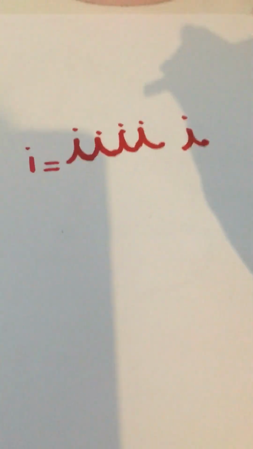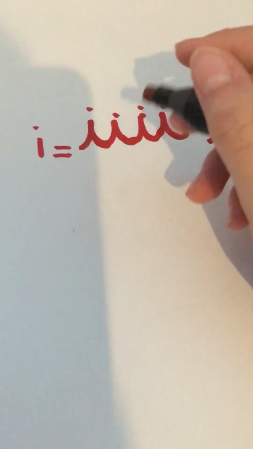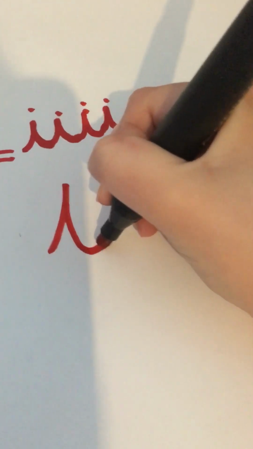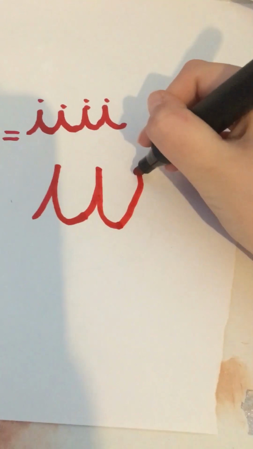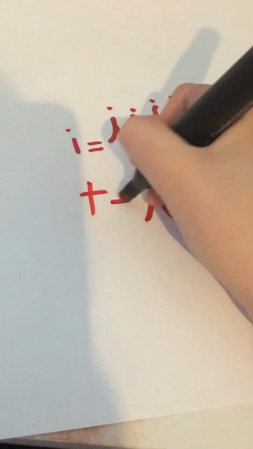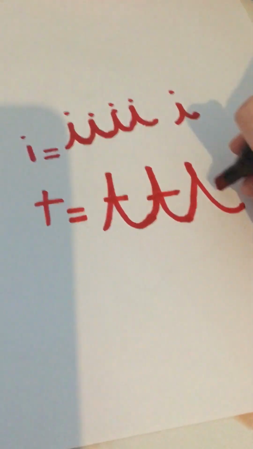Okay, now I'm going to be teaching you another letter, using the same thing, just higher. Go up, down. Up, down, up, down. Have you guessed what letter this is? Yes, it's the letter T. Now I just do a line across. Okay.